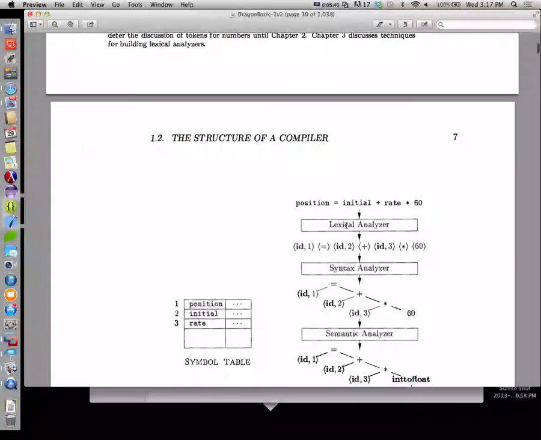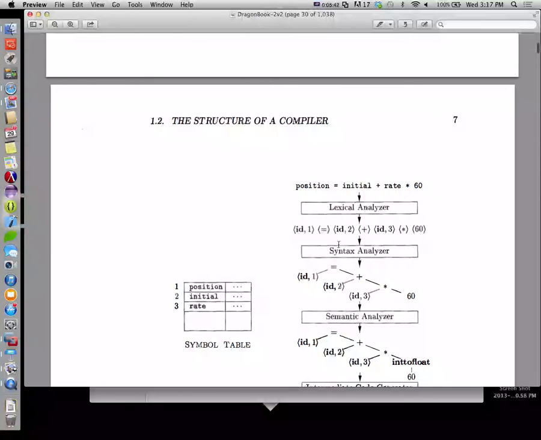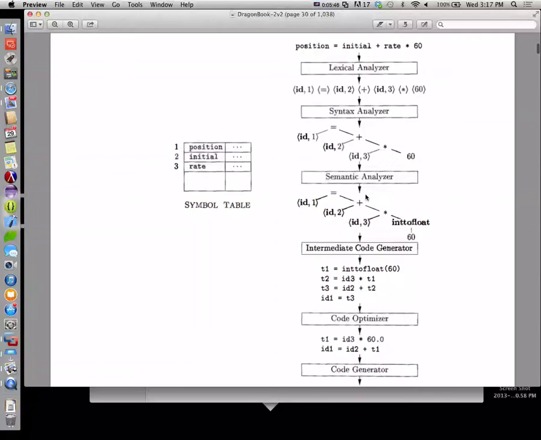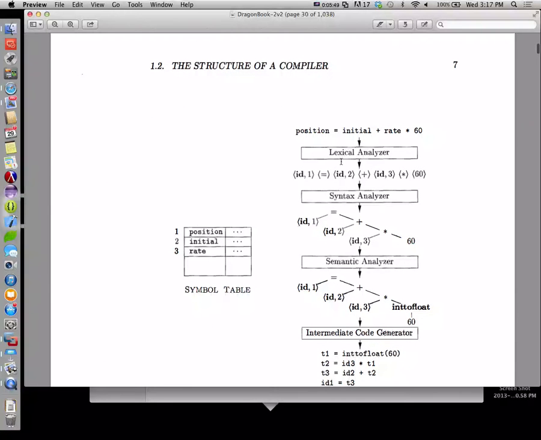Okay. So now, here's the punchline. Lexical analyzer, here's the output. Then we go into the syntax analyzer, and look what the syntax analyzer does. It builds a source tree. So this is a tree data structure. And notice that every place that we have an identifier, those become leaf nodes. Every place that we have an operator, they become root nodes.